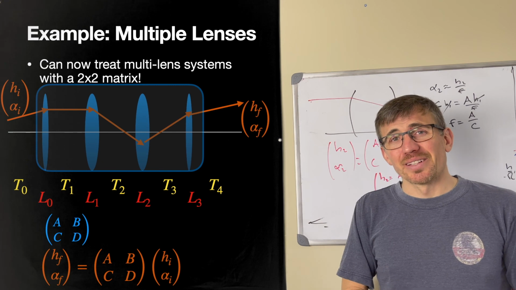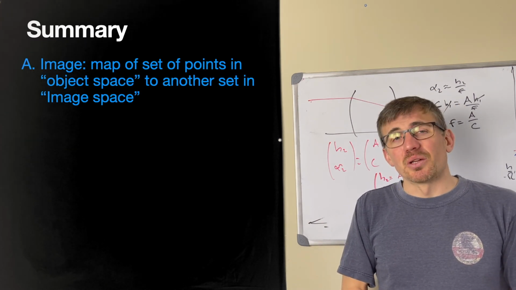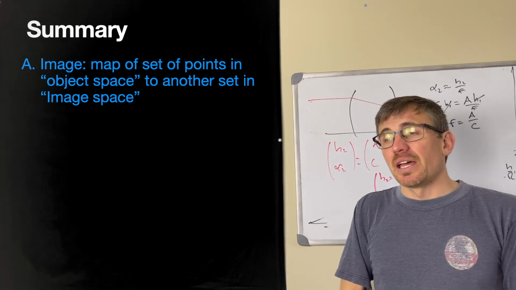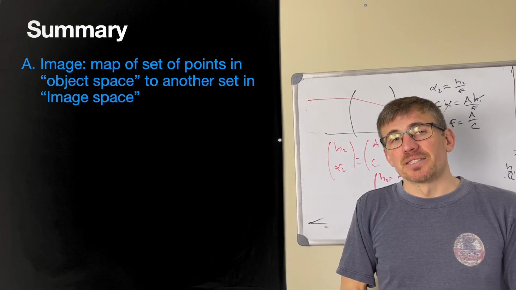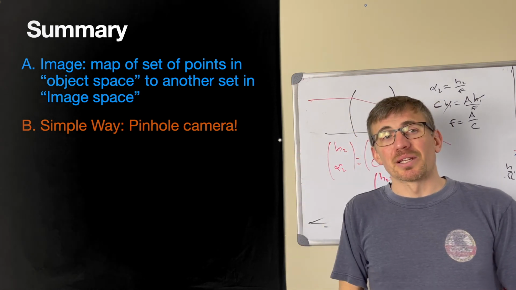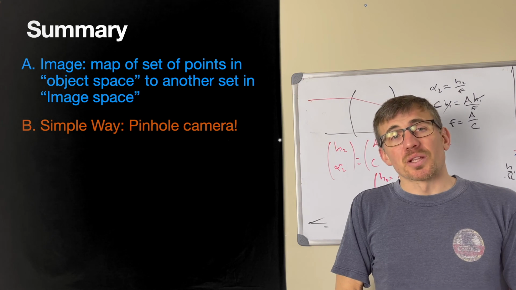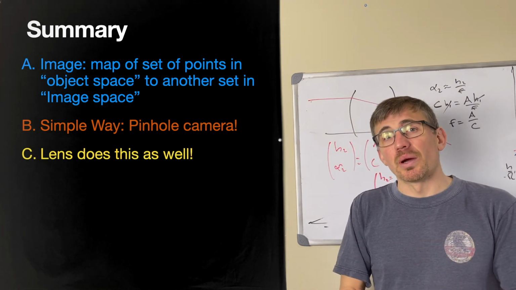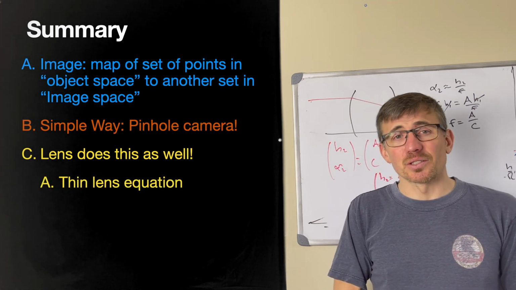This has been quite a lot. Matrix optics. First of all, we talked about what an image actually was. An image is a mapping of a set of points to a set of points, and maps an object in object space to an image in image space. The simplest way to do that is to poke a hole in something. We can constrain things geometrically and make a pinhole camera. We can also do this with a lens. We saw earlier that a lens takes a spherical wave and maps it to another spherical wave, and that already gave us the thin lens equation.